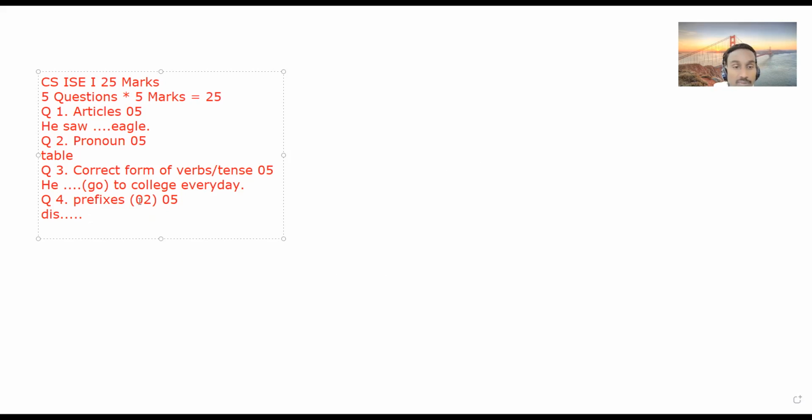Everyone try to understand: minimum how many? If you write minimum two words, then only you will get one mark. Five such prefixes will be given here. You have to write two words for each prefix. If you write them, you will get 5 marks. Any difficulty here about prefixes?